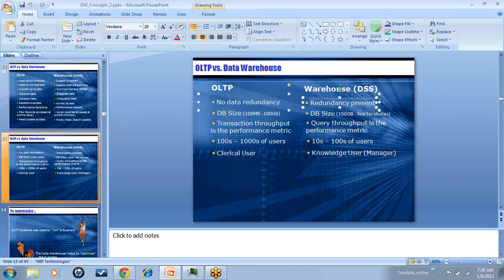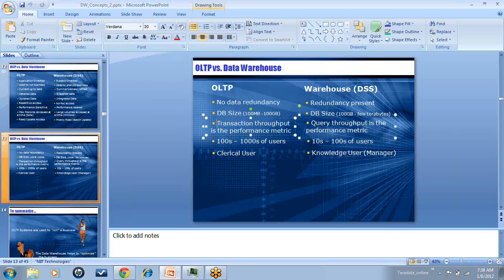And the DB size is less compared to the data warehouse. Generally, we maintain historical data in the data warehouse, which occupies more space. But in OLTP we occupy less space because we are more concentrated on the current data, or at least 3 months or 6 months of data only. So we maintain some stipulated time of information in the OLTP systems. But in the warehouse, we have to maintain the historical information of all the customers, all the transactions, and all the subjects. So the database size is very high compared to OLTP systems.